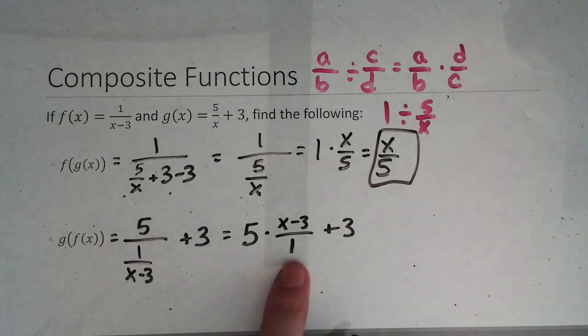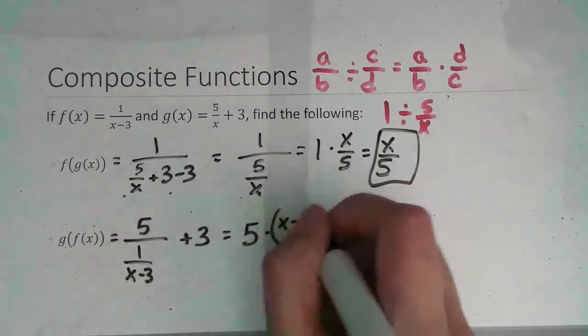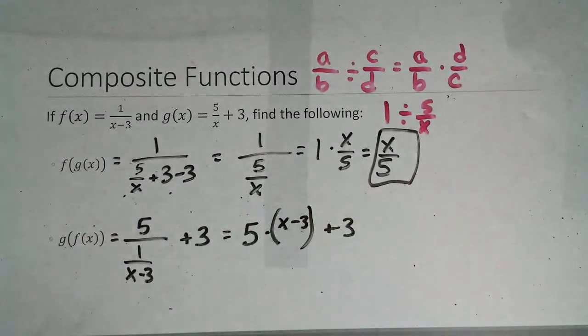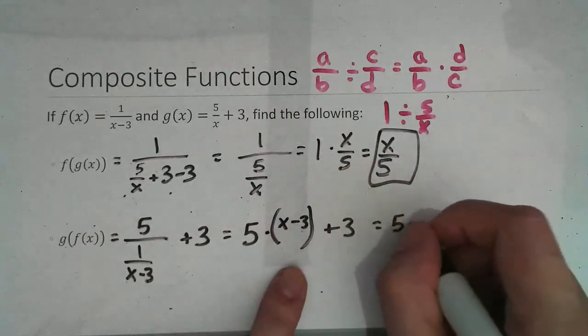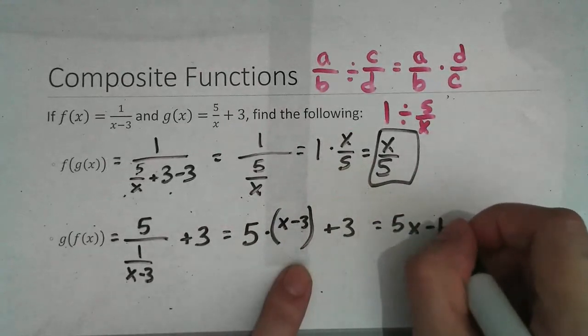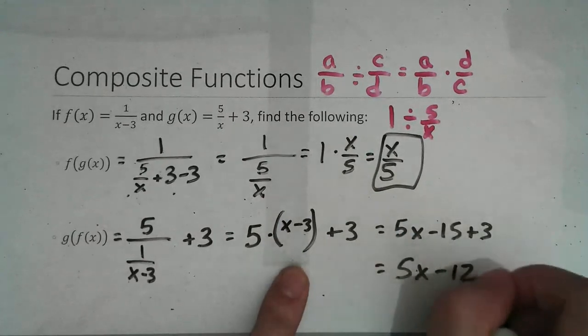But wait a minute, if this is a fraction over 1, it's just the x minus 3. But be careful, we're multiplying by the whole x minus 3. So I need to distribute my 5 through the parentheses. I have 5x minus 15 plus 3, which simplifies to 5x minus 12.